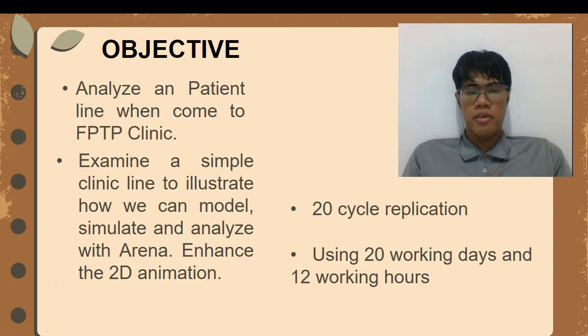The first objective is to analyze the patient line when they come to FPTP clinic. The second, examine a simple clinic line to illustrate how we can model, simulate and analyze with Arena and change the 2D animation. The third is the 20-cycle replication we use in the setup. The fourth, using 20 working days and 12 working hours.